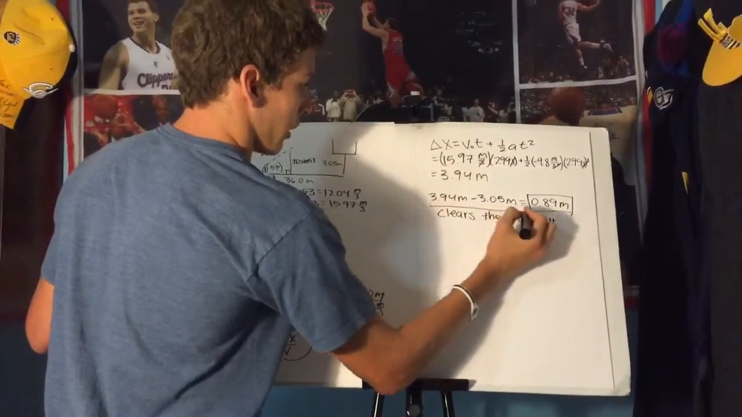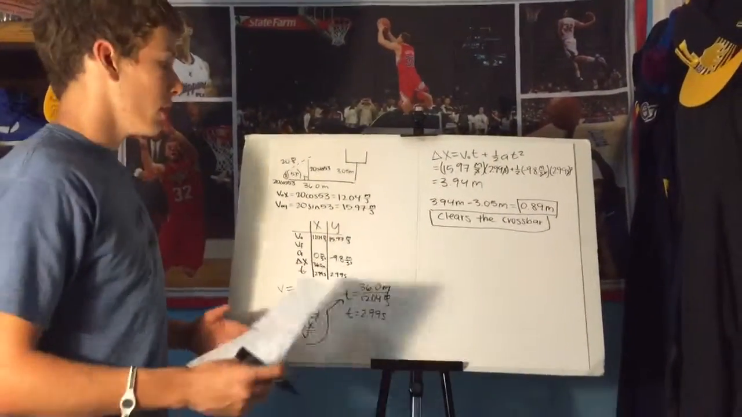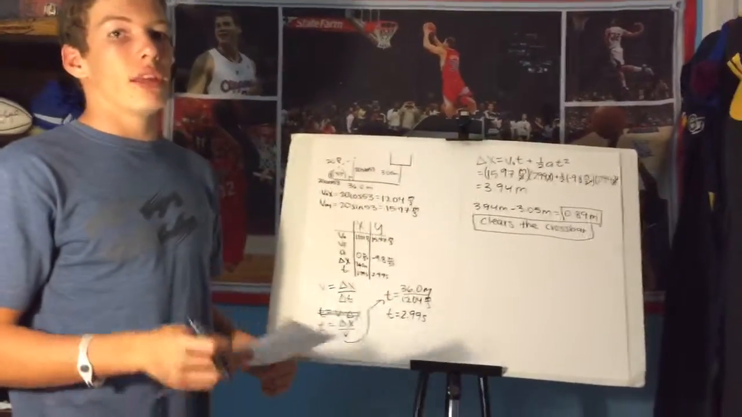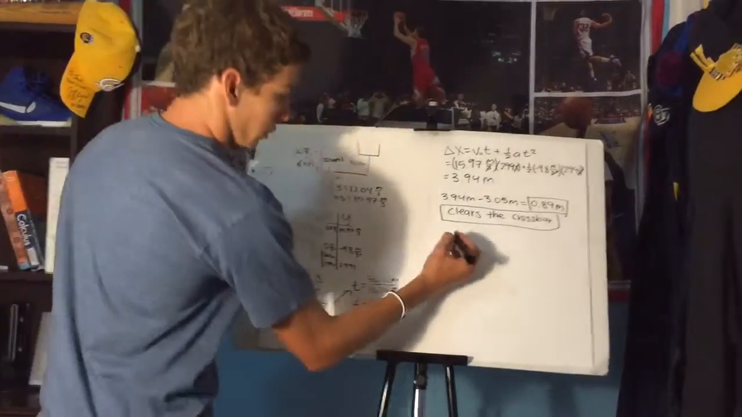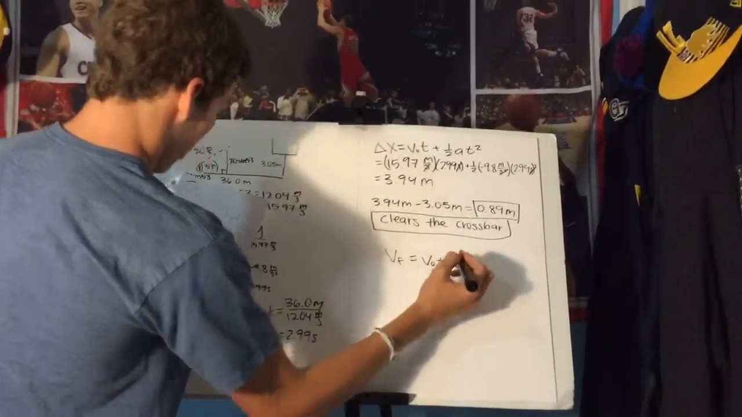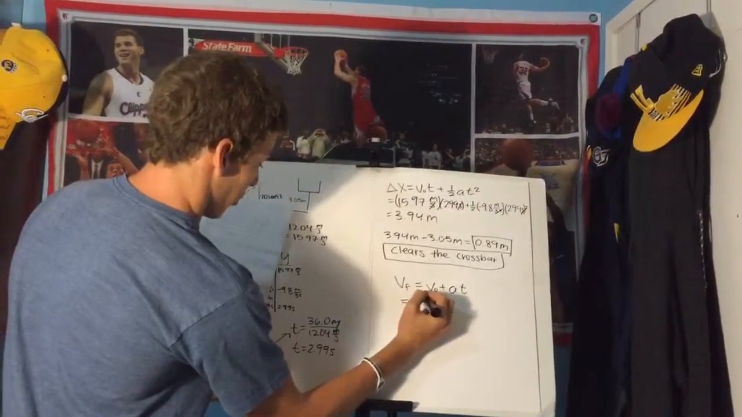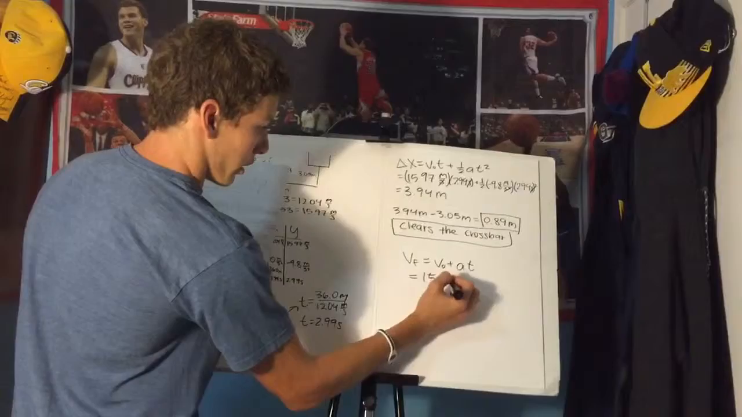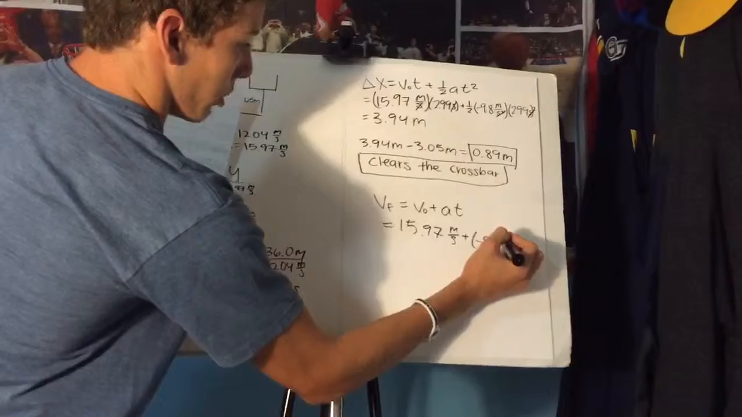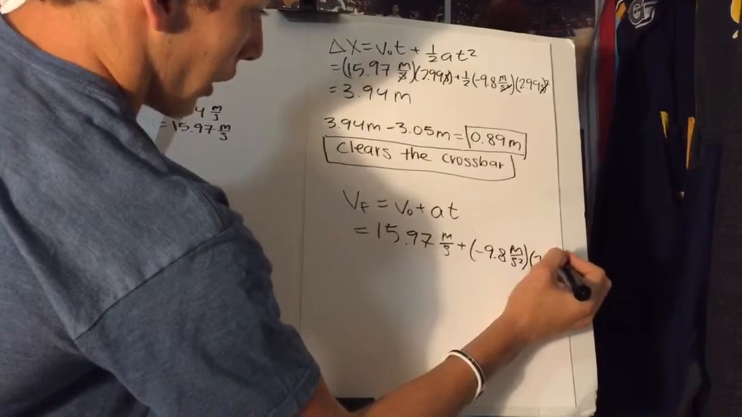So we just found out that the football is going to go 0.89 meters above the crossbar. So now it wants us to decide whether or not the ball is falling when it clears or still rising. So we have to find if the final velocity is negative or positive. To do this, we use the formula final velocity equals initial velocity plus acceleration times time. And this is in the y direction, so we're going to use 15.97 meters per second plus negative 9.8 meters per second squared, due to gravity, times 2.99 seconds.